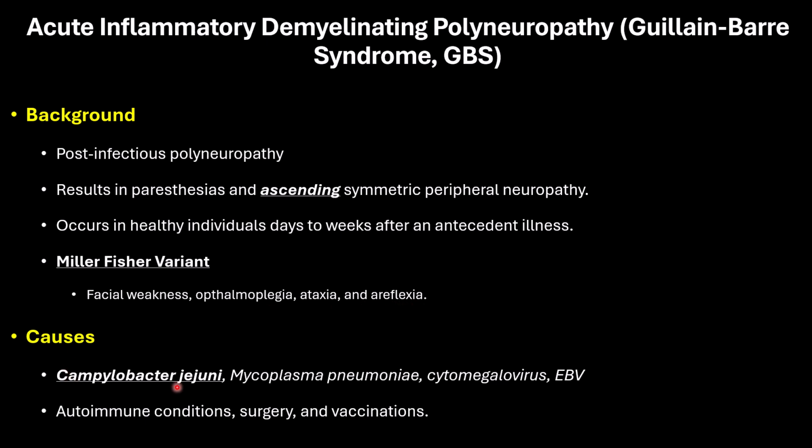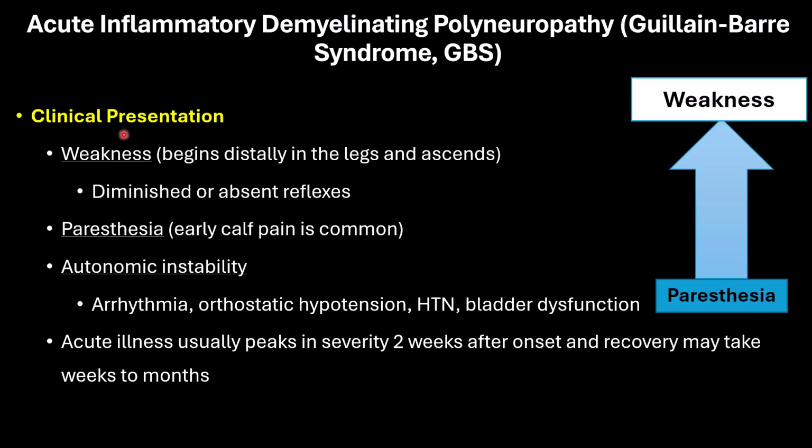Causes: Campylobacter jejuni is very common, Mycoplasma pneumoniae, cytomegalovirus, Epstein-Barr virus, autoimmune conditions after surgery or vaccinations, especially influenza. Clinical presentation: weakness. This is the most common symptom. Weakness begins distally from down up, the opposite of botulism. In Guillain-Barré syndrome it will go from down up and begins distally in the legs and ascends as the disease progresses.